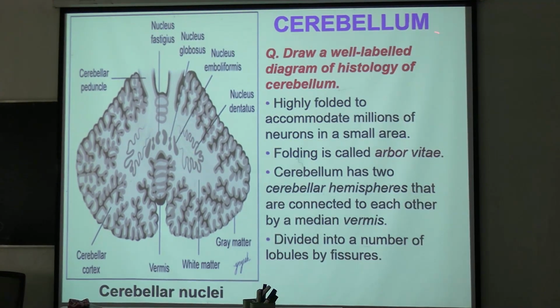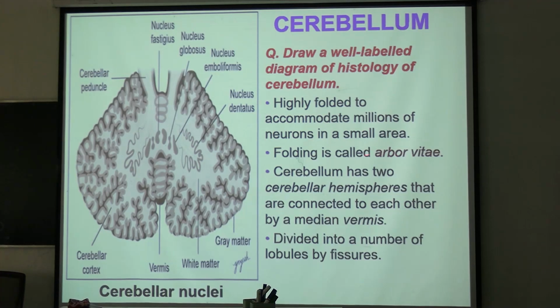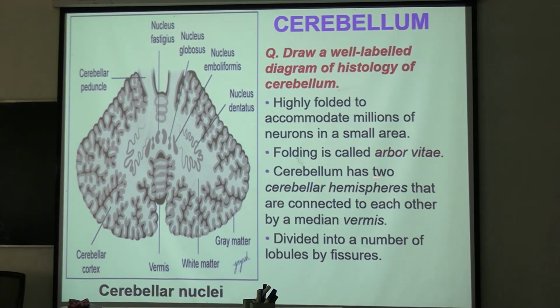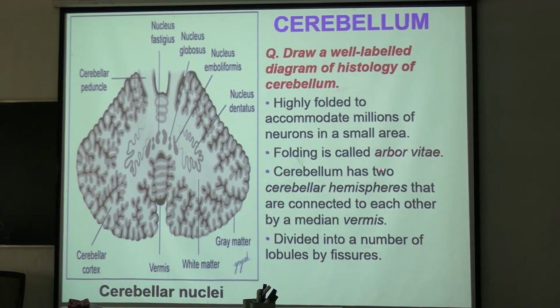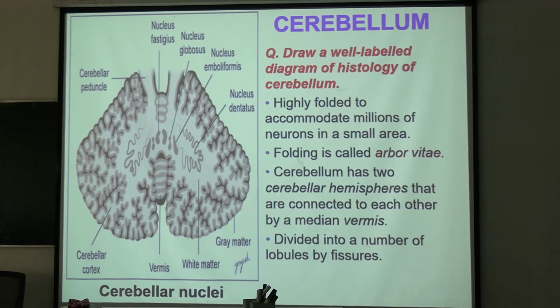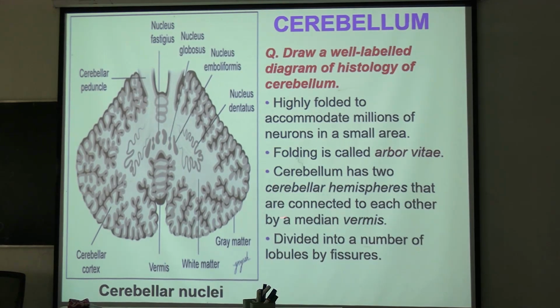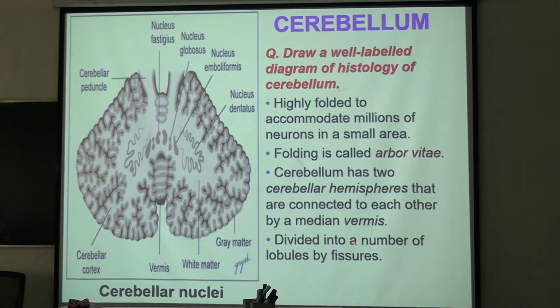The cerebellum is highly folded to accommodate millions of neurons in a small area, and the folding is called arbor vitae, tree-like. The cerebellum has two cerebellar hemispheres that are connected to each other by a median vermis, and it is divided into a number of lobules by the fissures. These are the lobules divided by these fissures. These depressions are the fissures.